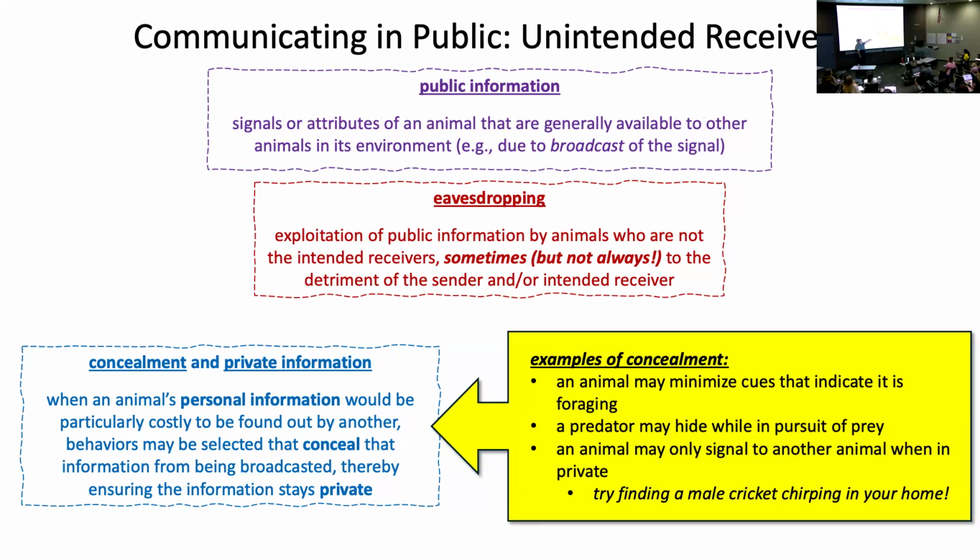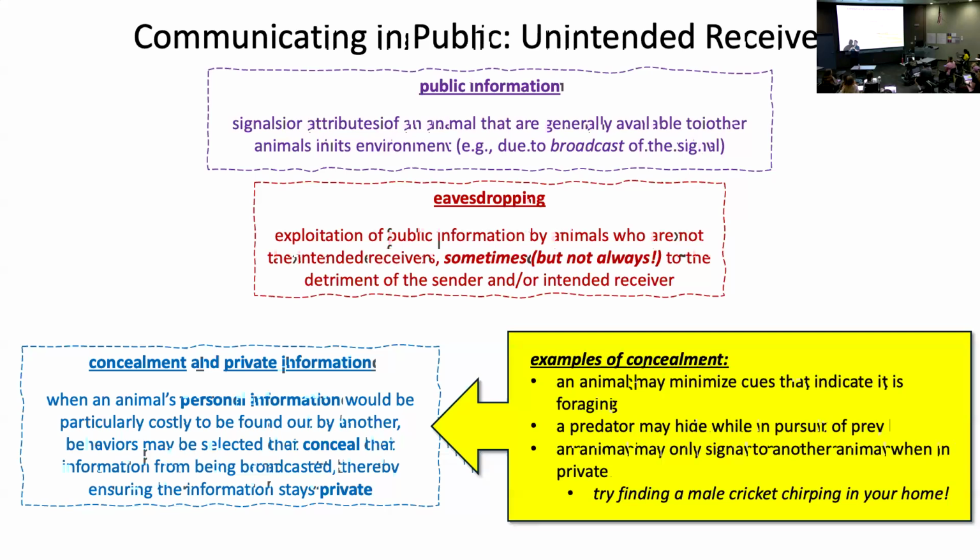A predator may hide while in pursuit of a prey. So the predator doesn't want to give off a signal of its presence to the prey. That would be eavesdropping by the prey. And so that would be something the predator would then conceal. An animal may only signal to another animal when in private.